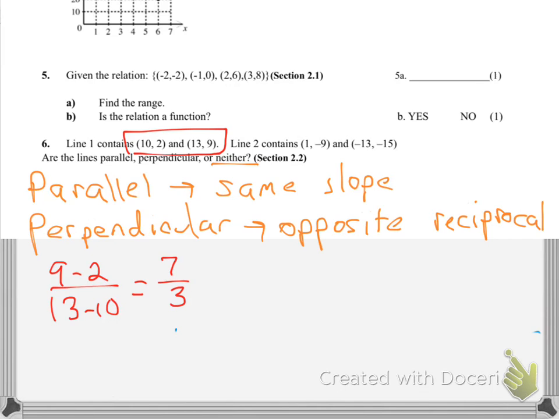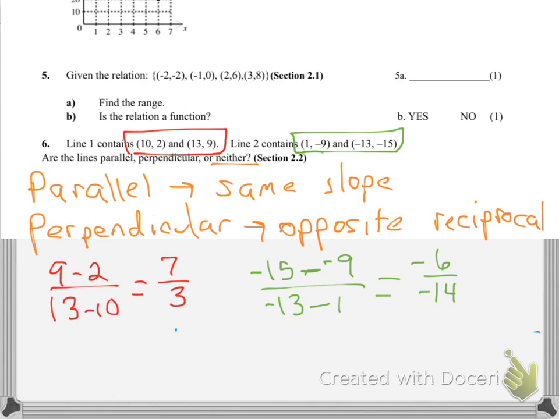Let's go ahead and find the slope of the second line. So y2 minus y1, be careful, remember the minus and it's a negative, over x2 minus x1. Up top, I end up with a -6. On the bottom, I get -14. You have to reduce this. A negative divided by a negative is a positive, and 6 over 14 reduces to 3 over 7.